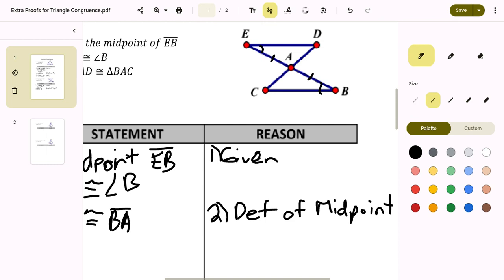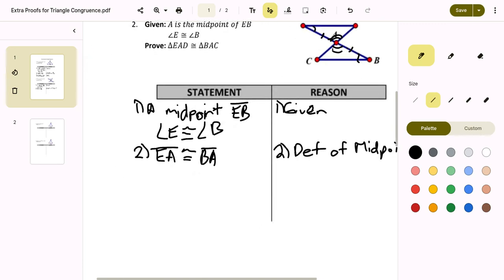Now, looking at the picture, we have two things that are congruent, so we need a third one. And if you look here at A, we have the triangles going opposite directions, so we have those two vertical angles. So we're going to list that down here next. That angle EAD, that's our top vertical angle there, has to be the same as the bottom vertical angle, which is BAC. Okay, as we talked about already, that's our definition of vertical angles.